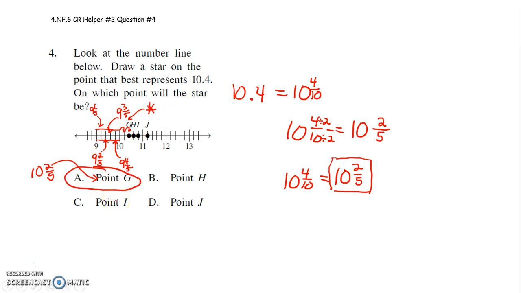Hopefully that helps. J didn't have a shot. It's greater than 11. All right. Hopefully that's helpful to you. So the key on a number line, figure out how many parts between the two whole numbers it's broken up into. And then at that point, take your number and see if you can rewrite it so that it can match one of those parts. I hope that's clear enough.